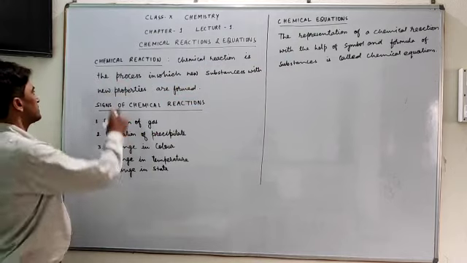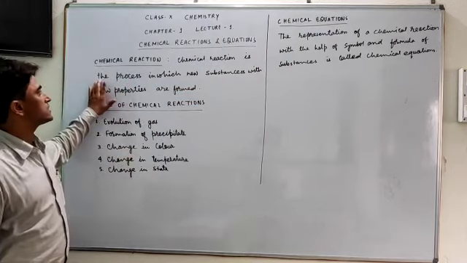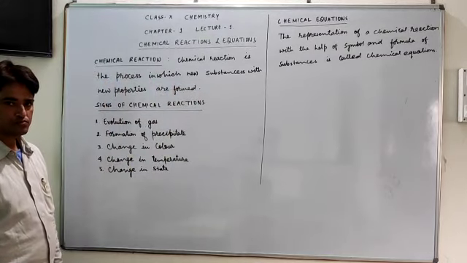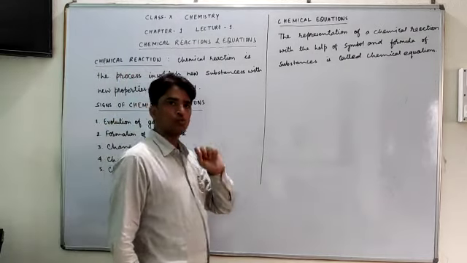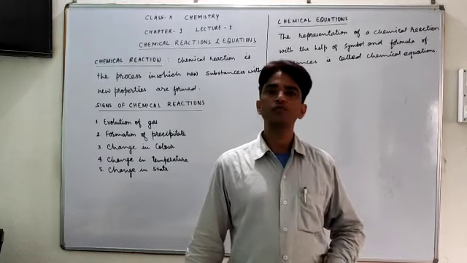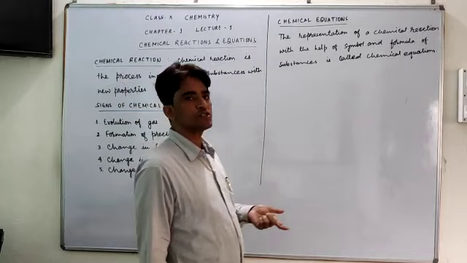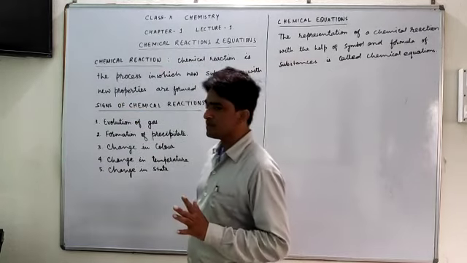Today we will discuss the first chapter of chemistry class 10, chemical reactions and equations. The first topic is chemical reaction. A chemical reaction is the process in which new substances with new properties are formed. For example, when hydrogen burns in air or oxygen, it forms water. The properties of water are completely different from the properties of hydrogen and oxygen. So this is a chemical reaction.